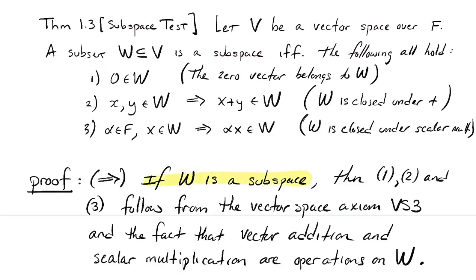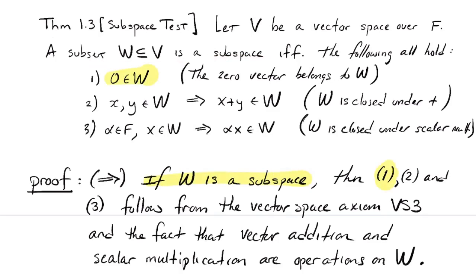So if W is a subspace, well, then we know that it's a vector space under those operations, right? Under the same operations that make V a vector space. And in the vector space V, the additive identity 0 is a unique element. So condition 1 has to hold, right? If W is a vector space under the same operations, then it has to have the same identity. So in particular, that identity has to belong to W.